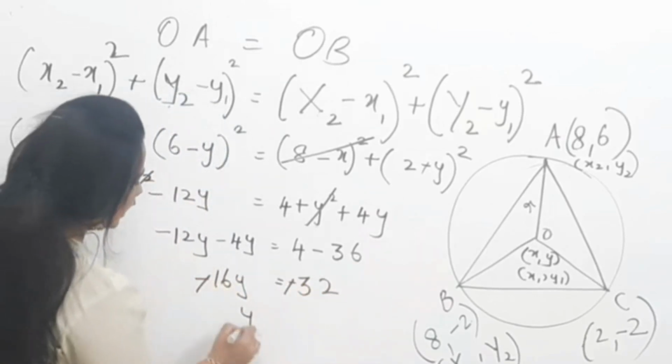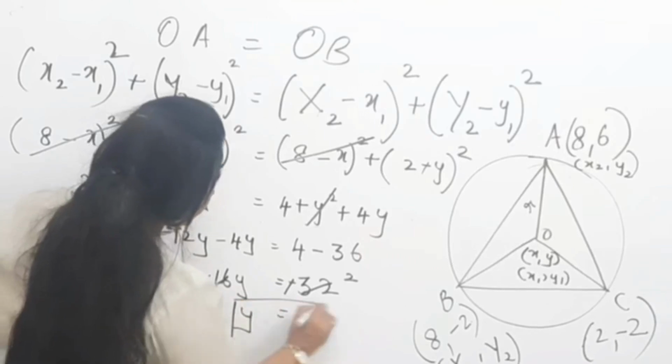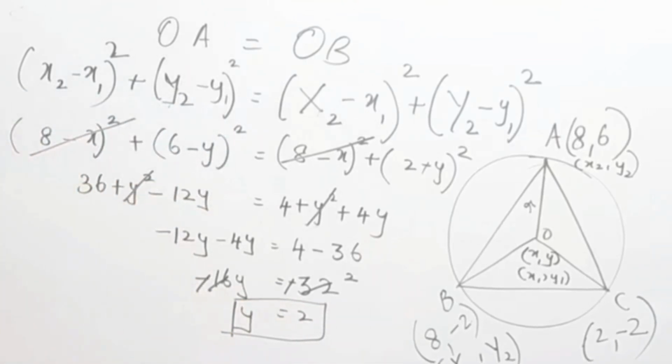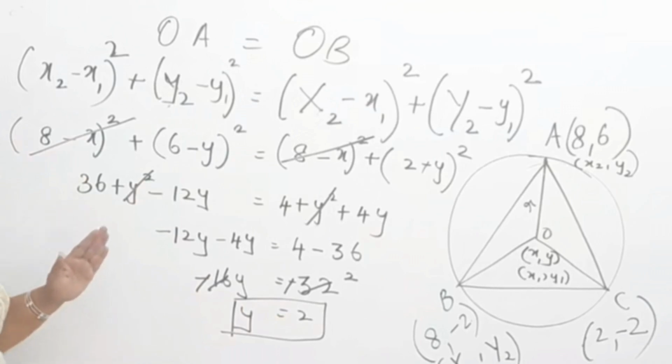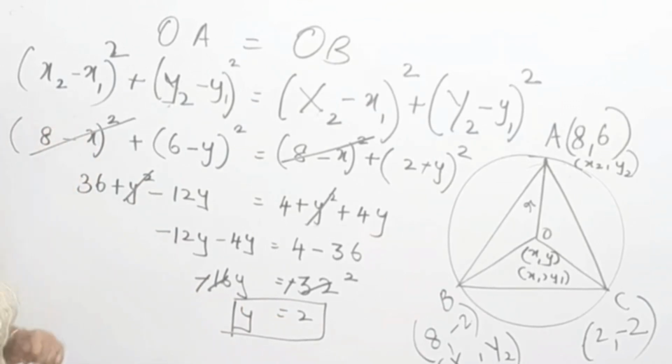Minus gets cancelled. 16 and 32 gets cancelled twice. So my y coordinate is 2. I got it as 2. Now I have to get my OB is equal to OC to get my x coordinate.